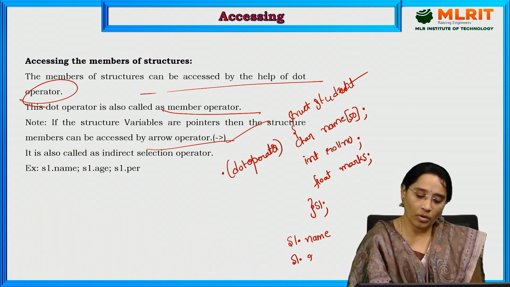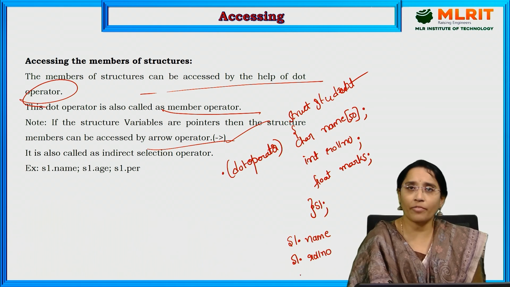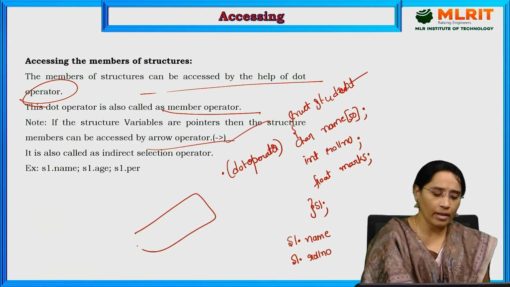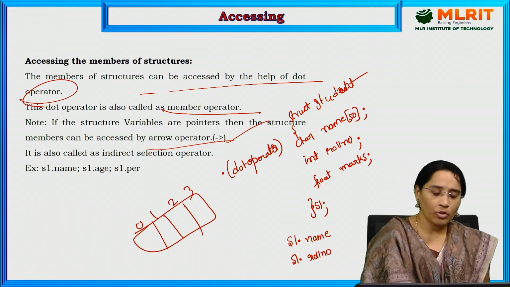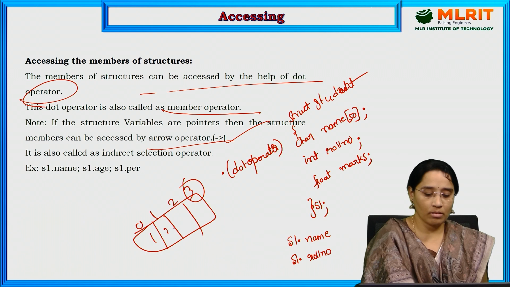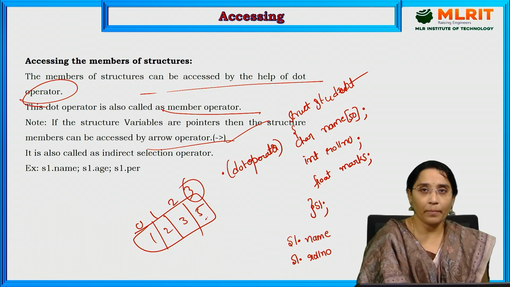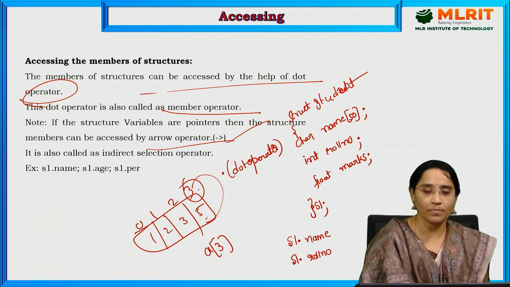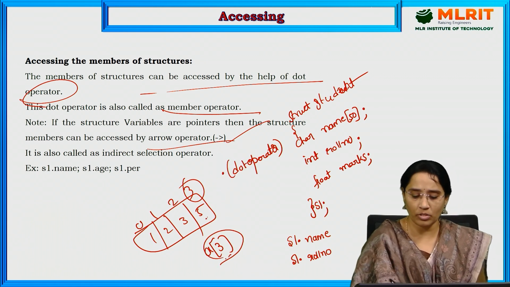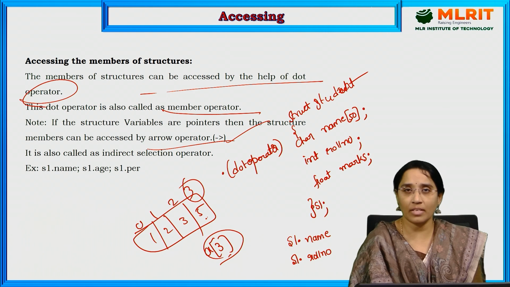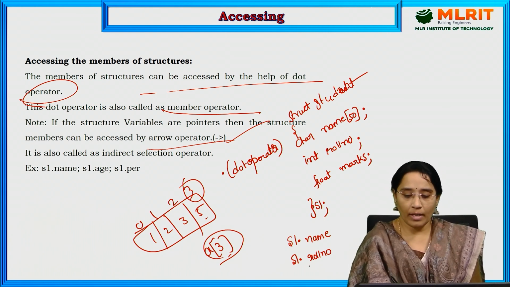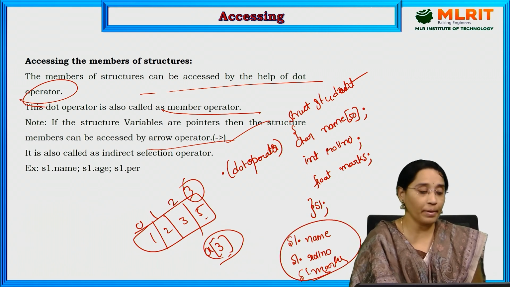S1 dot roll number. If you remember accessing an array, how will you access the elements in the array? With the index positions. Suppose this is your array: 0, 1, 2, 3. If you want to retrieve this element in the list, how will you retrieve it? It's A of 3, because the element 5 is present at index position 3. So you can retrieve it through A of 3. Now if you want to access the members of the structure, you have to use the dot operator: S1 dot name, S1 dot roll number and S1 dot marks. Like this you can access the members of the structure.